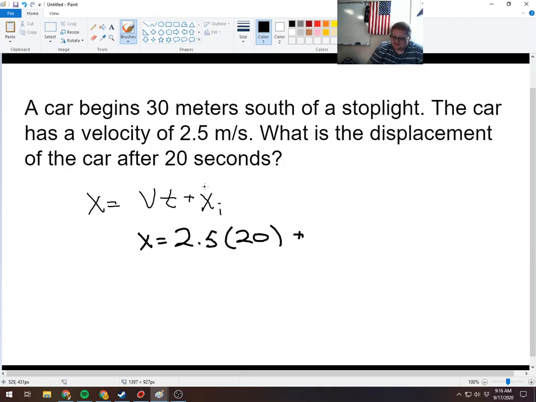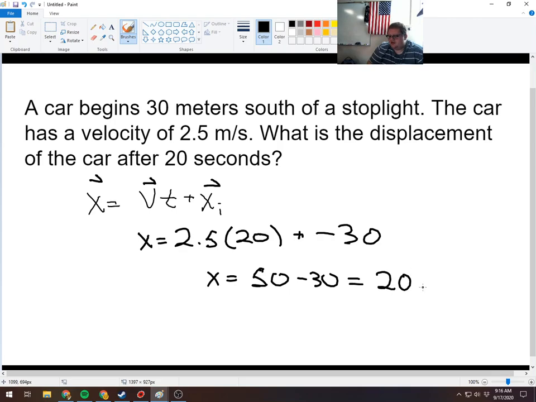Again, this is displacement as a vector. Displacement is a vector, so that's got to be negative 30. And velocity is also a vector, and you'll see that. Okay, so x is going to be, I guess that's 50, 50 minus 30, 20 meters. But notice, that sign is positive, so really it's just 20 meters north is the displacement after 20 seconds. And again, this is just 20 seconds.